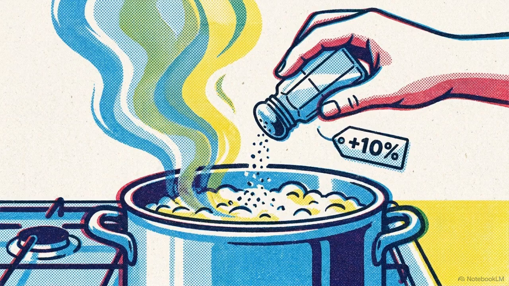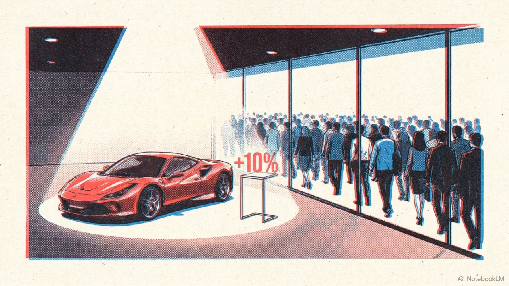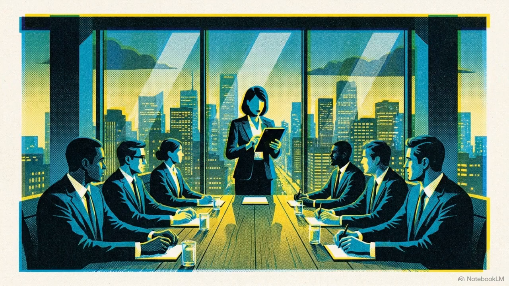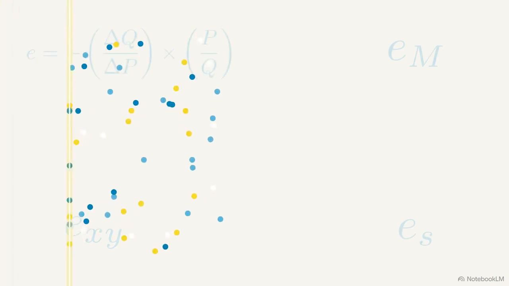If the price of salt goes up by 10% tomorrow, your buying habits barely shift. You still need salt. But if a Porsche goes up by 10%, thousands of potential buyers will walk away. Intuition tells us these two goods belong in different categories, but policymakers, economists, and major corporations cannot run massive economies on intuition. They require mathematical proof to understand exactly how consumers will react.